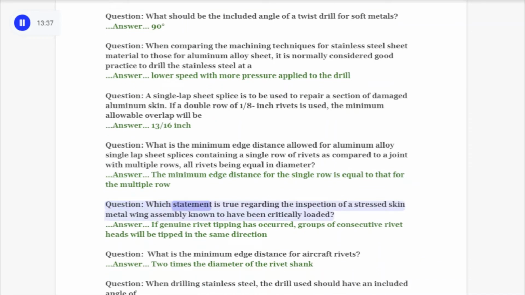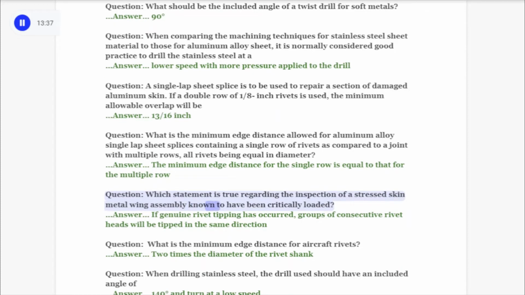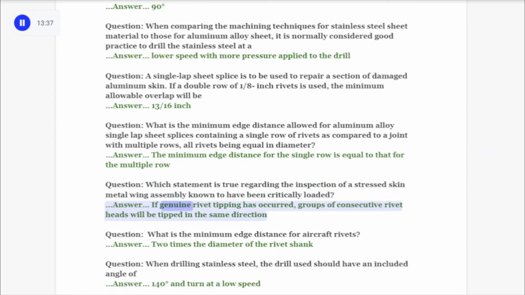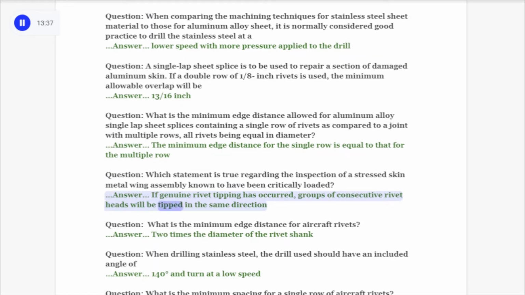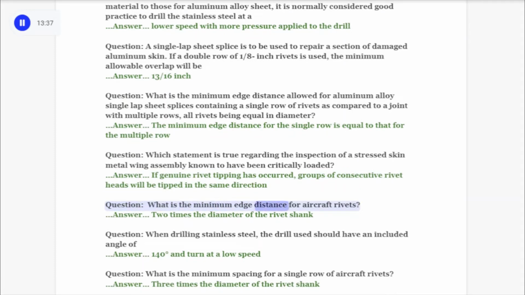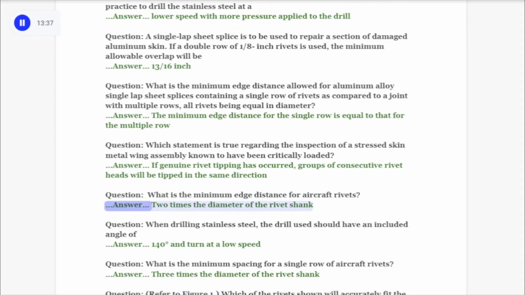Question: Which statement is true regarding the inspection of a stressed skin metal wing assembly known to have been critically loaded? Answer: If genuine rivet tipping has occurred, groups of consecutive rivet heads will be tipped in the same direction. Question: What is the minimum edge distance for aircraft rivets? Answer: 2 times the diameter of the rivet shank.